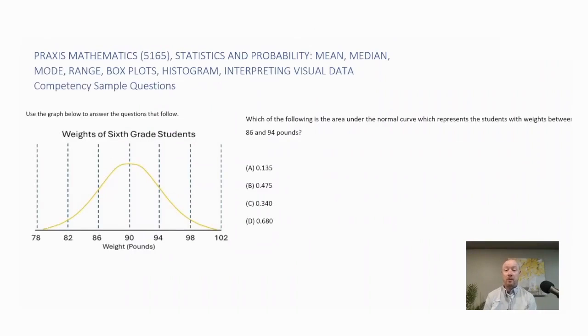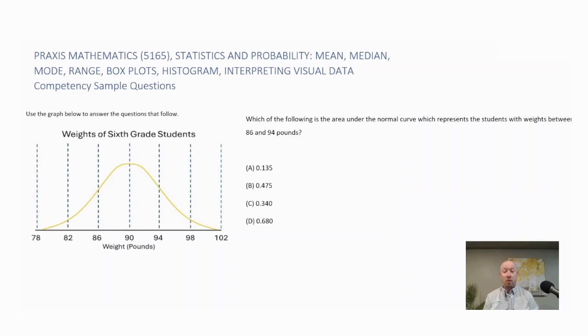Use the graph below to answer the questions that follow. Which of the following is the area under the normal curve which represents the students with weights between 86 and 94 pounds? Is it A, 0.135, B, 0.475, C, 0.340, or D, 0.680?